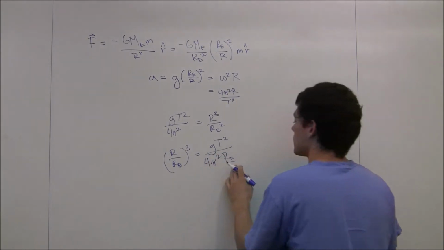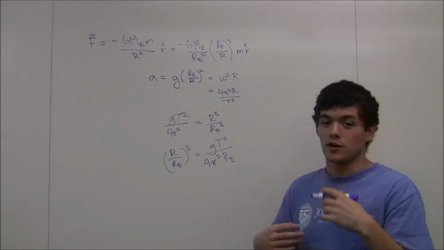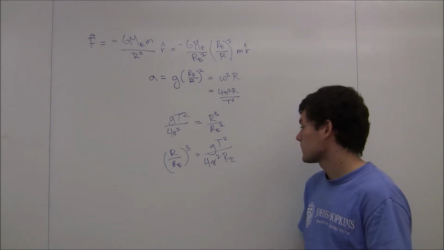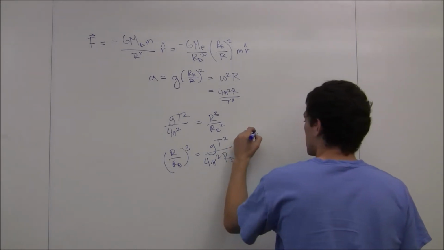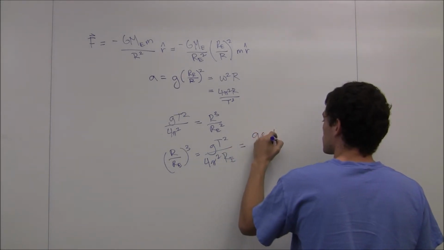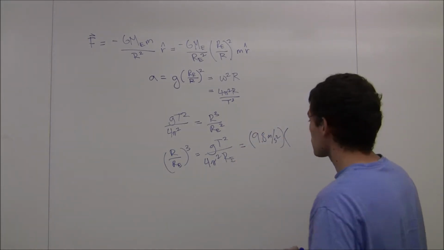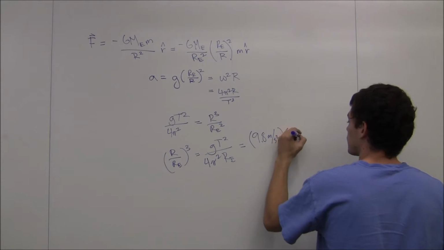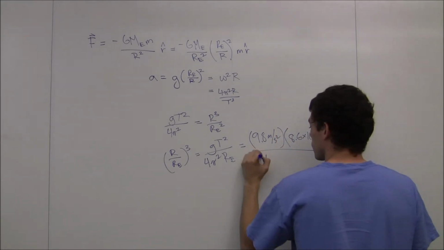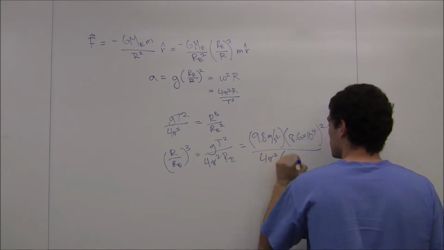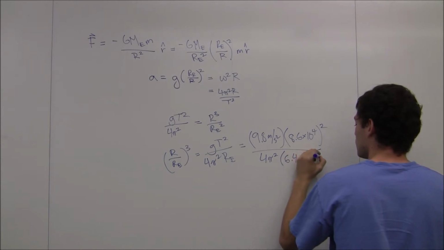We can do that because we know the value of the radius of the Earth. You can look it up on the internet. I believe it's in our textbook. So that's a value that we can use. Plugging things in, we get 9.8 meters per second squared times T, which is 24 hours, which in seconds is about 8.6 times 10 to the 4th, squared, divided by 4 pi squared times the radius of the Earth, 6.4 times 10 to the 6th meters.